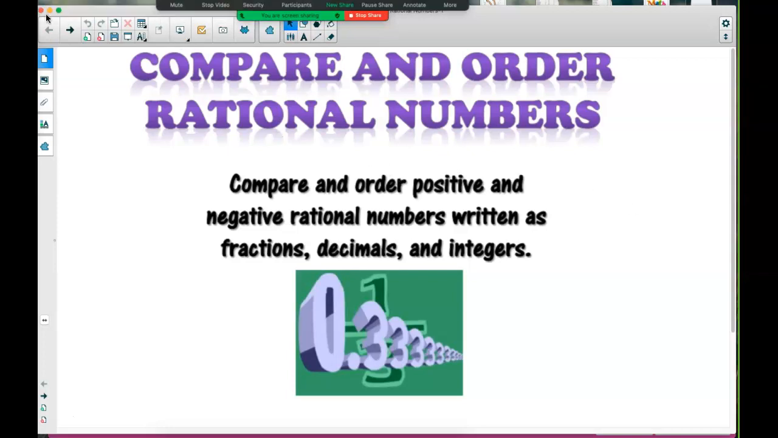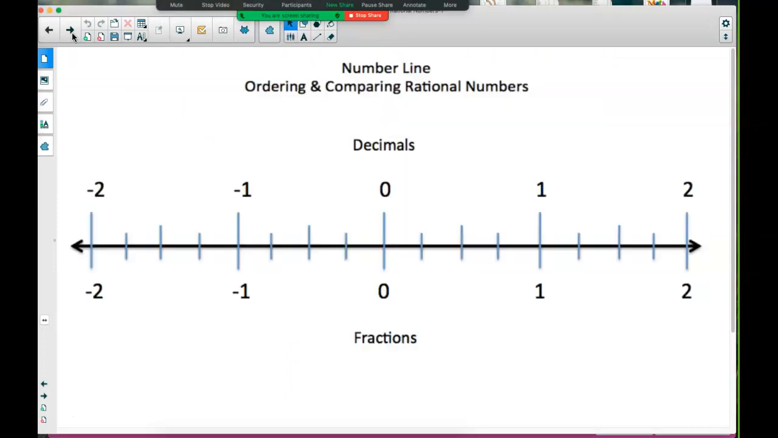Okay, so the first part, I want everybody to draw a number line on their paper and number it -2, -1, 0, 1, and 2. So draw that in your notebook. So -2, -1, 0, 1, 2. Okay, draw a number line in your notebook.